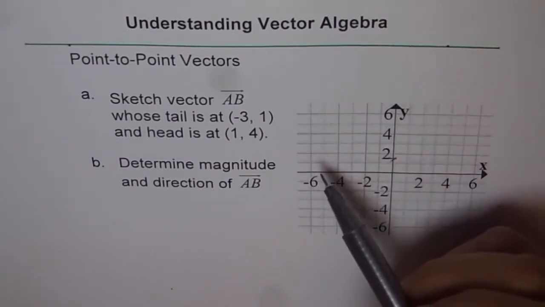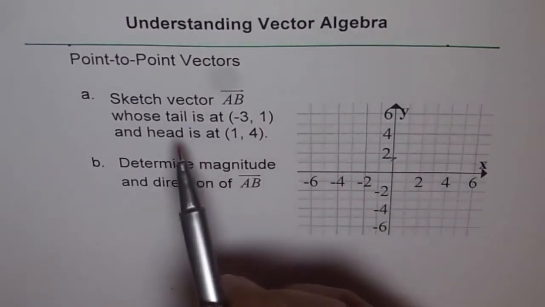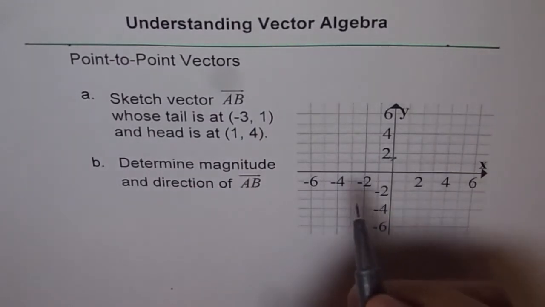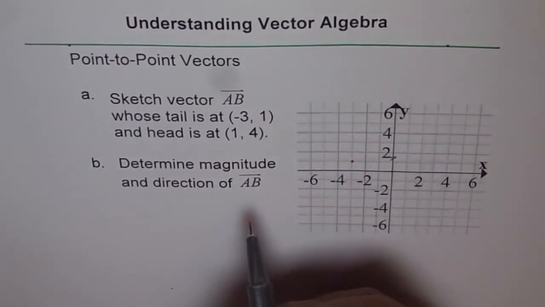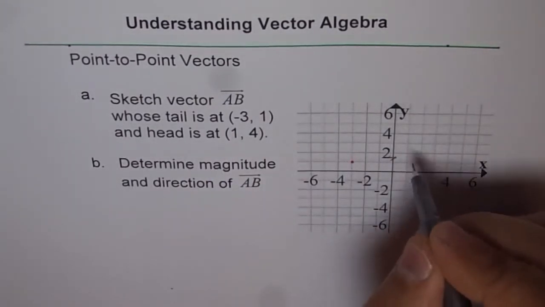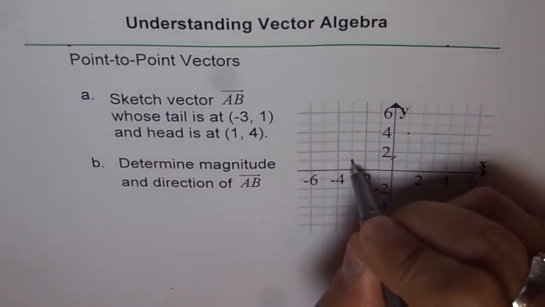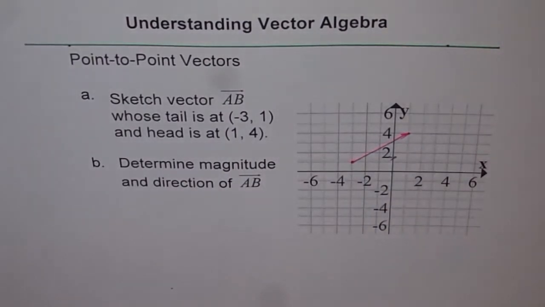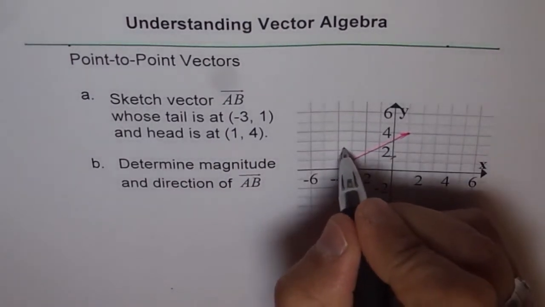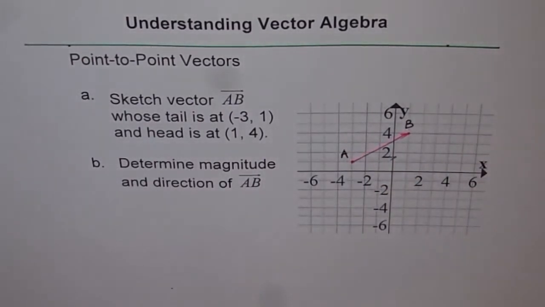So let's do the first part first. It's a point-to-point vector since we are given the tail and head. Now the tail is at -3, 1. That means -3, 1 is this point for us. And the head is at 1, 4, so that is the point for the head. Joining these two, we get our vector. We'll write this vector as AB. So here is A for us and that is B. Correct? So that is our vector AB.